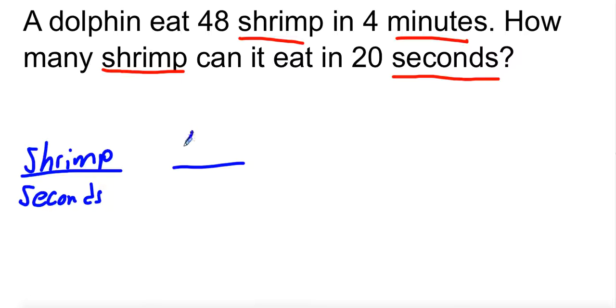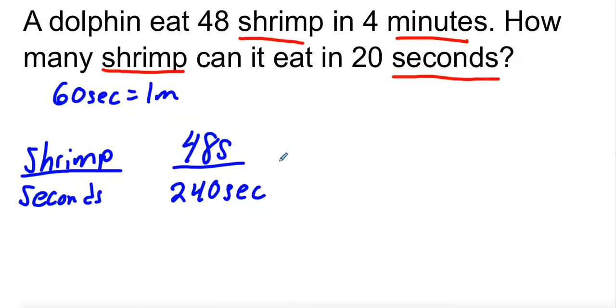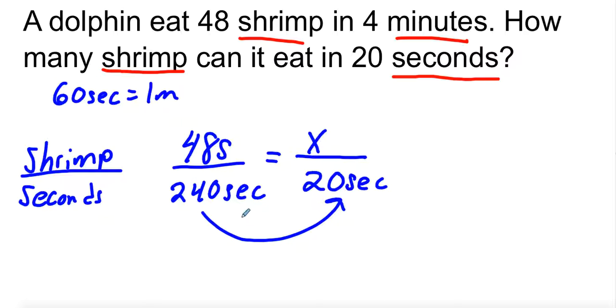So I know that the dolphin eats 48 shrimp in 4 minutes, and I know that there is 60 seconds in 1 minute, so 4 minutes should have 240 seconds. Now I know that's equal to 20 seconds, but I don't know how many shrimp the dolphin's going to eat right away. So as I solve this problem, I can see that we have a scale factor of dividing by 12 or multiplying by 1/12. As I divide 48 shrimp by 12, I should see that the dolphin in 20 seconds can eat 4 shrimp.